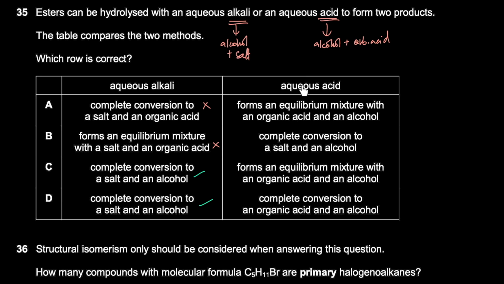And then with acid, we get an equilibrium mixture with an organic acid and alcohol. This is correct, right? The reason this is correct is because acid is used as a catalyst for hydrolysis as well as for esterification. So you're going to have an equilibrium between the organic acid and an alcohol. So the answer is C.